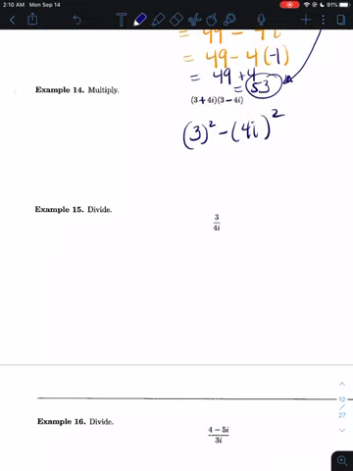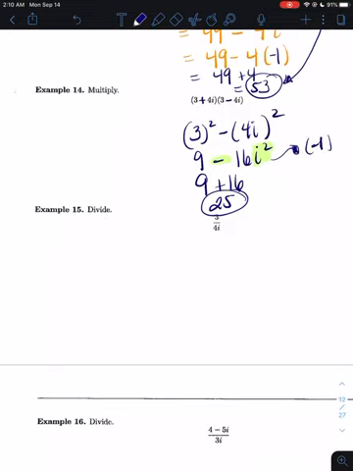So notice how I put the square on the outside of the parentheses. So this is 9 minus 16i squared. Remember, an i squared just changes the sign of the number, the coefficient. So this becomes a 9 plus 16, which is 25. All right, because remember, i squared, that's just a negative 1. That's how I got that positive 16.